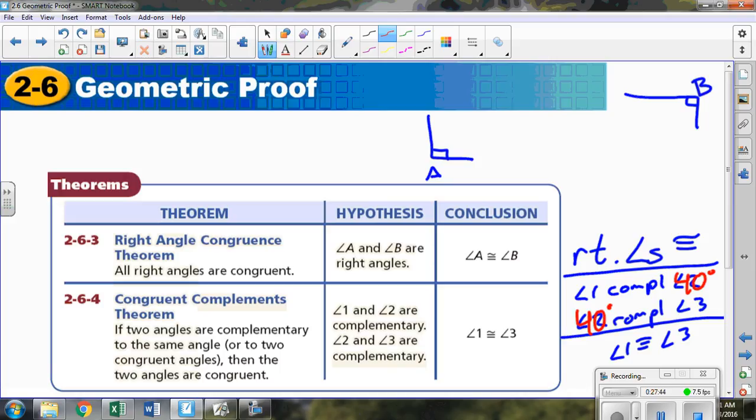Well, if that's 40 degrees, what does it force angle 1 to be? Since they're complementary, they have to add up to 90. That would force angle 1 to be 50. On the second line, 40 plus something equals 90. Once again, that would force it to be 50, and since 50 matches 50, the angles are congruent. That's the idea behind the proof.